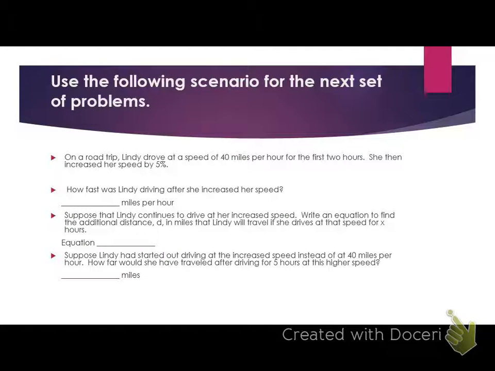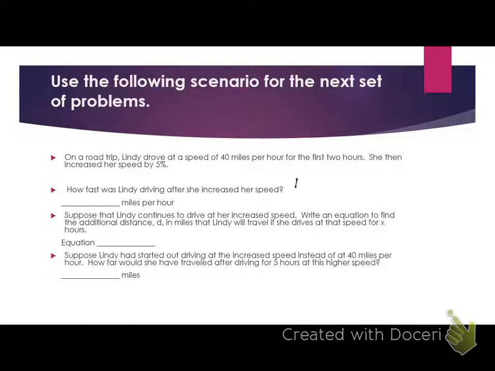We want to use the following scenario for the next set of problems. We're talking about taking a road trip. On a road trip, Lindy drove at a speed of 40 miles per hour for the first 2 hours. She then increased her speed by 5%. So we want to know, how fast was Lindy driving after she increased her speed?